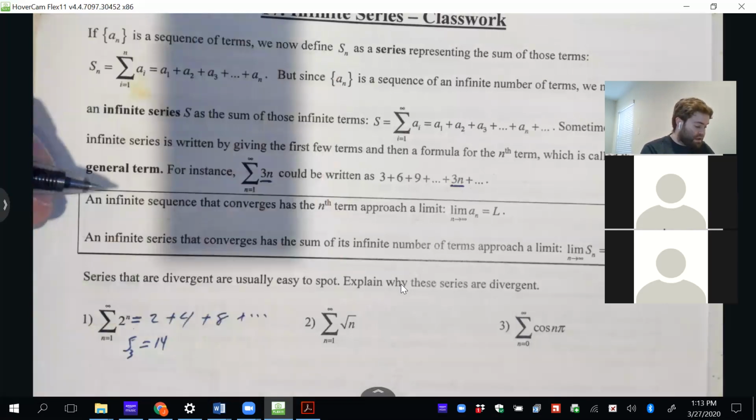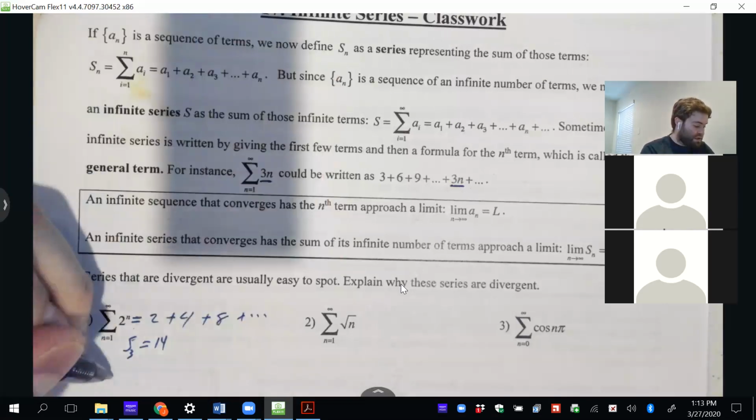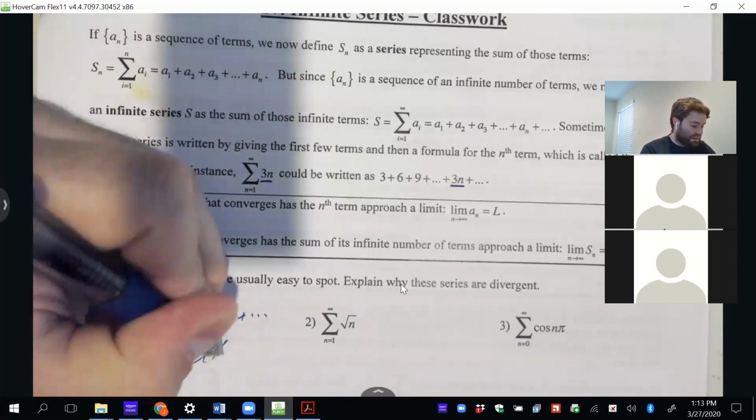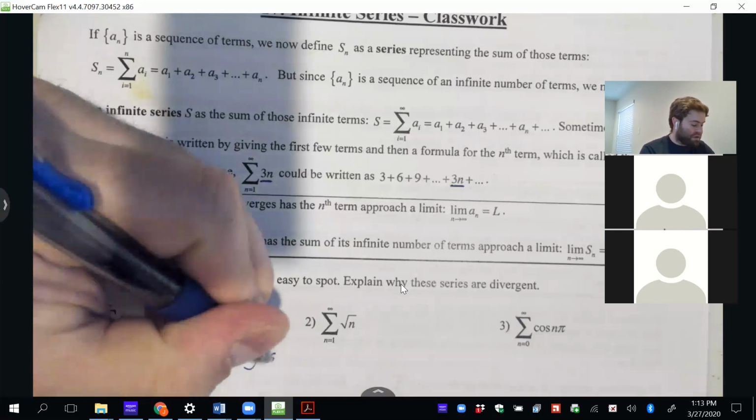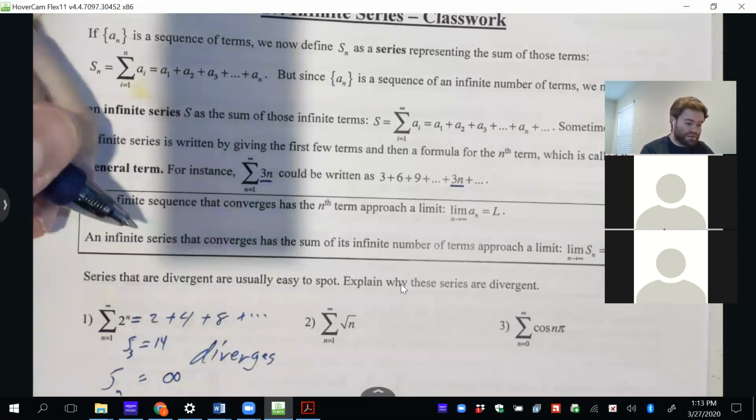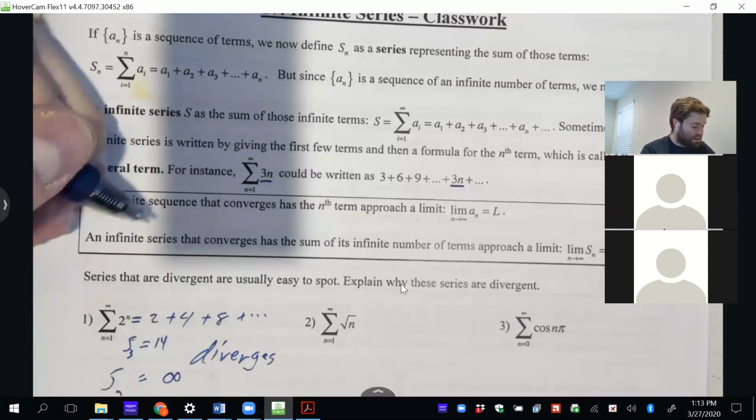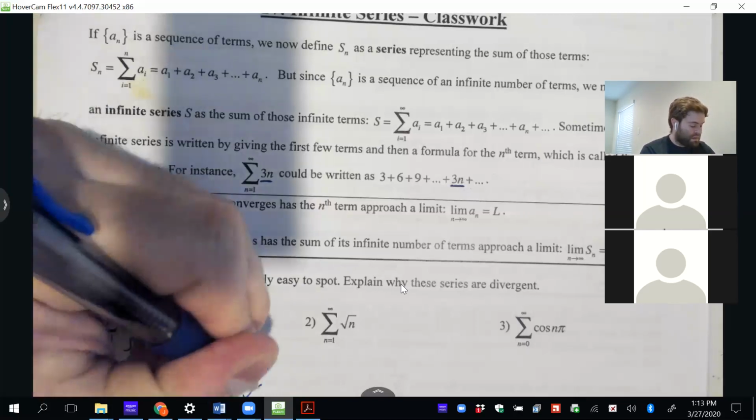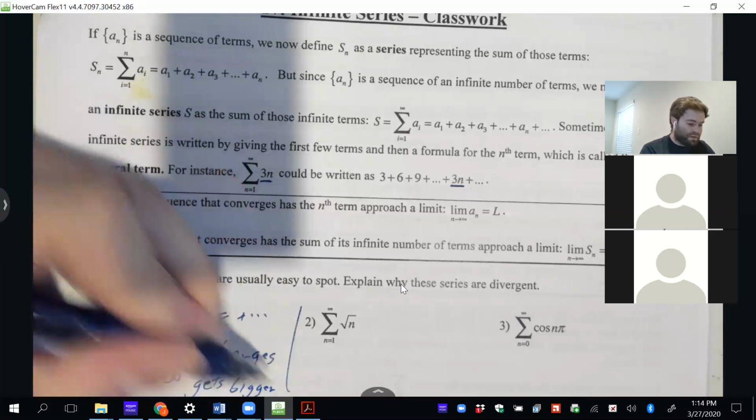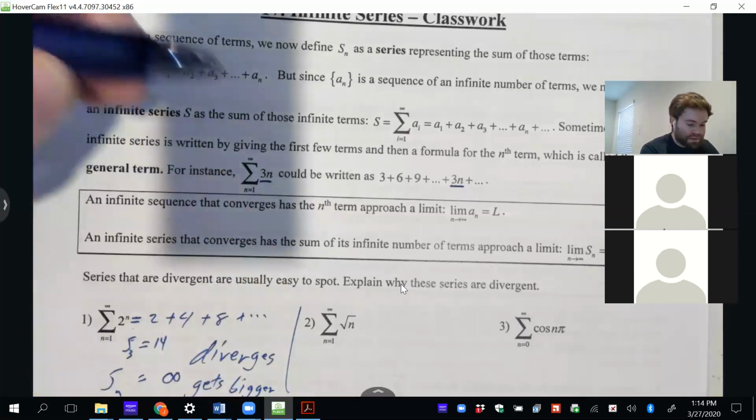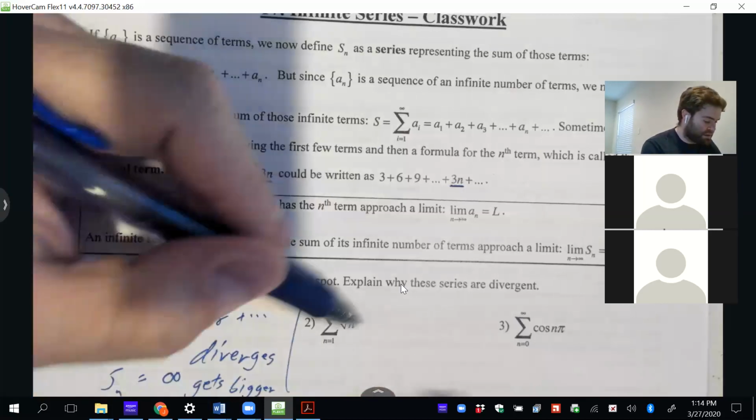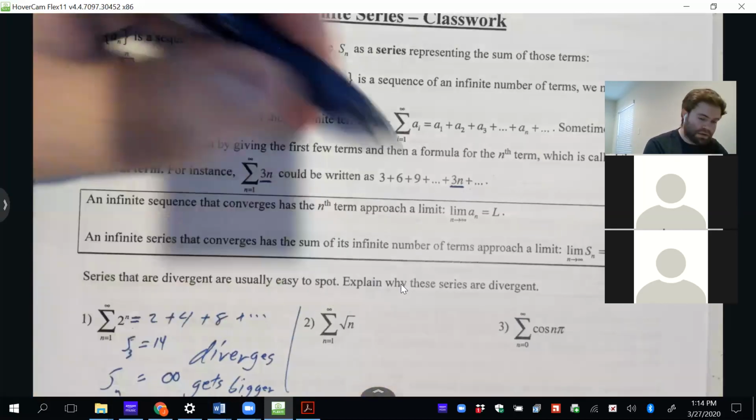So the entire thing, S sub n, is going to infinity. And it diverges because it just gets bigger forever. And the same thing happens with number 2. And so I'm just going to go ahead and go on to number 3. Exact same type thing is happening with number 2. Number 3, slightly different.